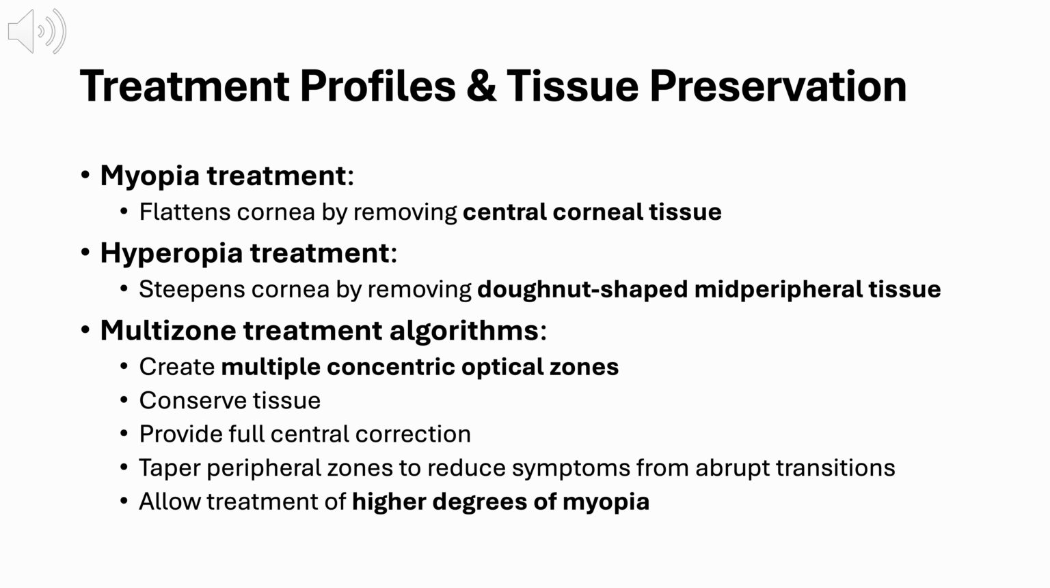Modern excimer platforms use multi-zone treatment algorithms rather than a single abrupt optical zone. These algorithms create multiple concentric optical zones that fully correct the central refractive error while gradually tapering toward the periphery. This approach conserves tissue, reduces symptoms like glare and halos from sharp transitions, and importantly, allows safe treatment of higher degrees of myopia. Overall, multi-zone profiles balance optical quality, biomechanical safety, and tissue preservation, which is central to modern refractive surgery planning.